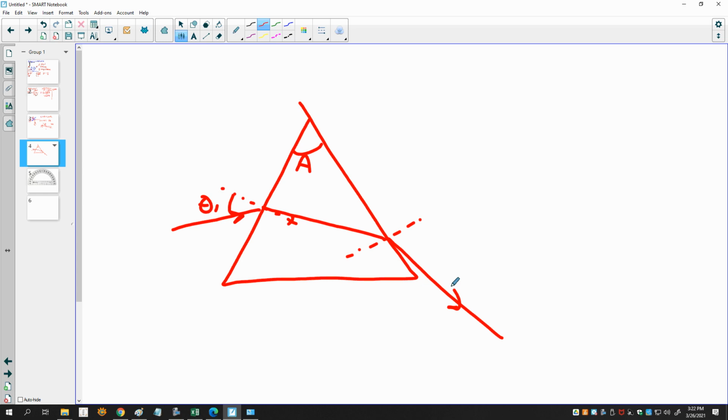The angle that I'm really concerned with in this is I want to know what is the deviation angle. So if I take my incident ray right there, and then I take my refracted ray right here, I want to know what is this angle D.